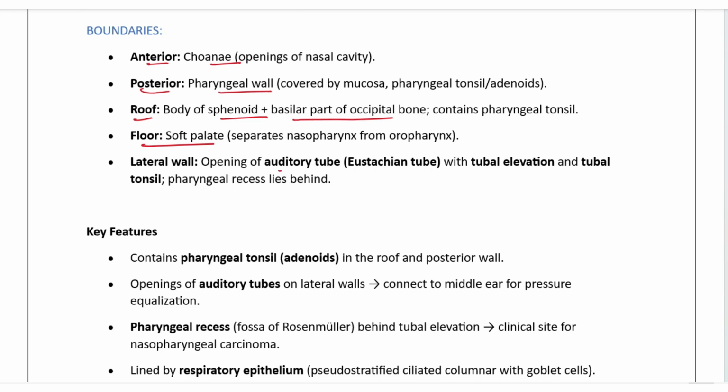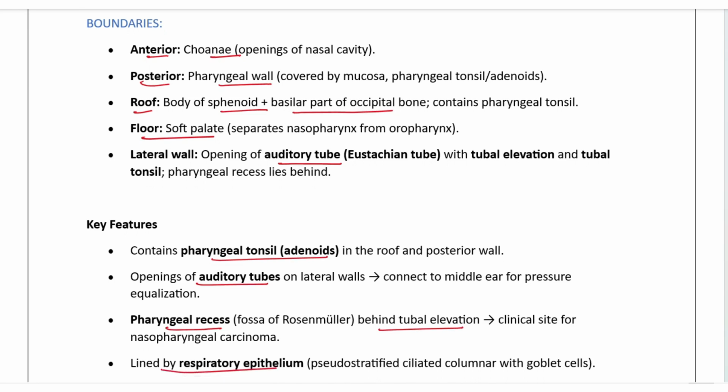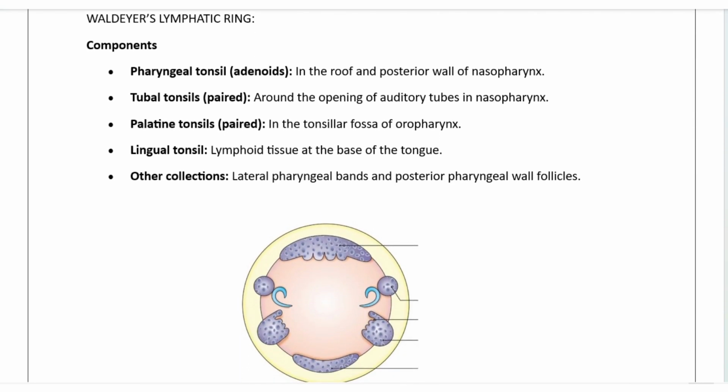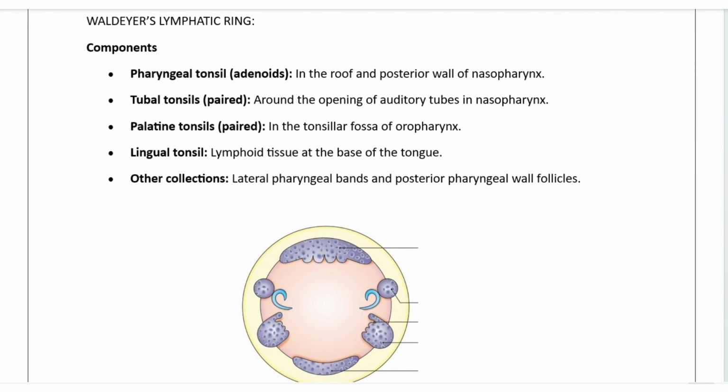Lateral wall, opening of the Eustachian tube or the auditory tube. Then we have the key features. It contains the pharyngeal tonsils or the adenoids in the roof and the posterior wall. It has the opening of the auditory tube on the lateral walls. It also has the pharyngeal recess behind the tubal elevation, and it's lined by respiratory mucosa. This is optional to fill your paper. Coming to the major part, that's the Waldeyer's lymphatic ring.